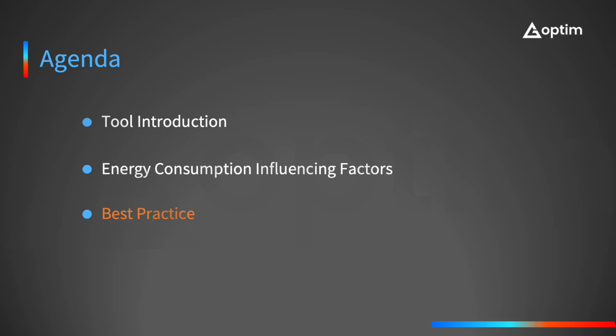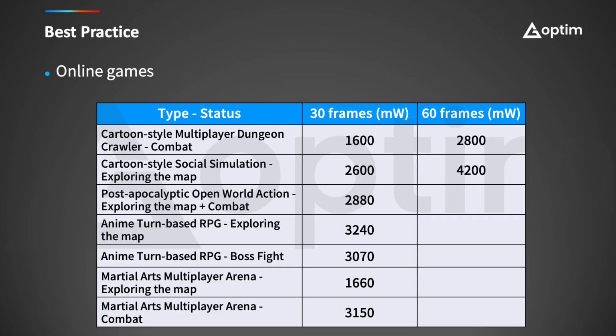Finally, let's look at real-world power data from online games. One clear conclusion is that frame rate has a significant impact on power consumption. Across multiple games, power consumption is around 1600 milliwatts at 30 FPS, but often rises to 2800 milliwatts or higher at 60 FPS. In combat or complex scenes, power consumption increases even further.